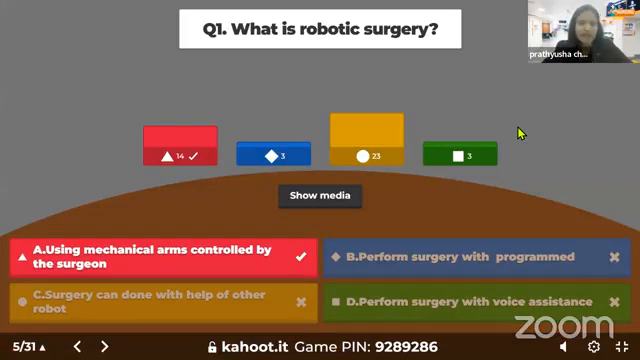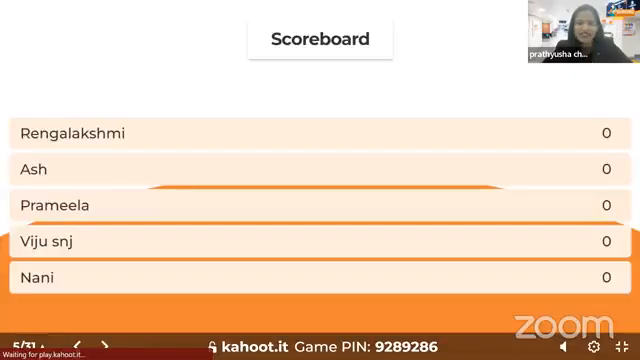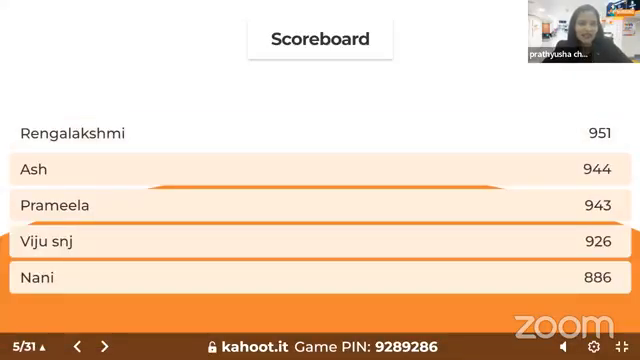Okay, so many have gone wrong. Still, only a few people know that it is about robotic surgery. A is the answer. So now let me show you the scoreboard. Ranga Lakshmi is on the top. Ash, Pramila, Viju, and Nani are in the second spot.